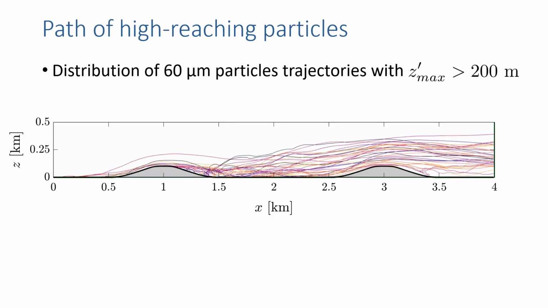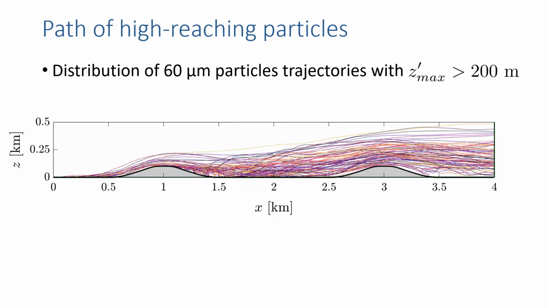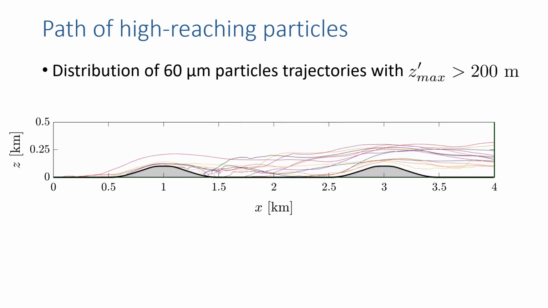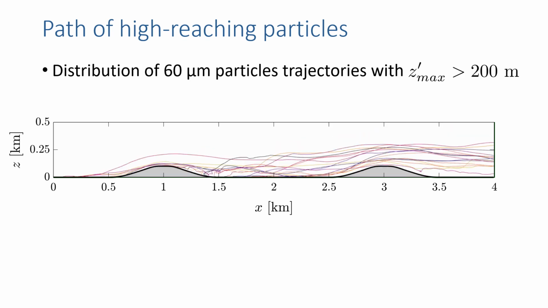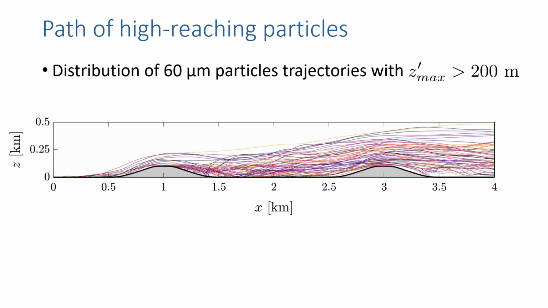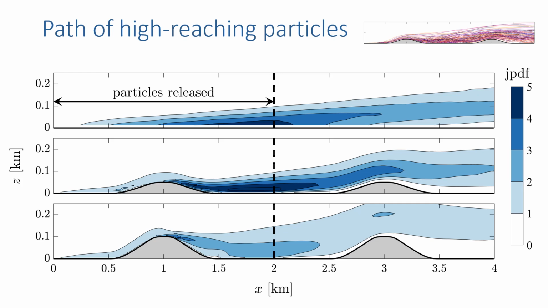Now that we see a significant difference in the likelihoods, we want to look at how these particles are actually reaching high altitudes. And so here we are pre-selecting all the trajectories that at any point exceed 200 meters above the surface, and we will be looking at a distribution of these trajectories. Joint probability distributions are shown here for these high-reaching trajectories, where the darker colored regions indicate a more frequent pathway for the high-reaching dust particles.